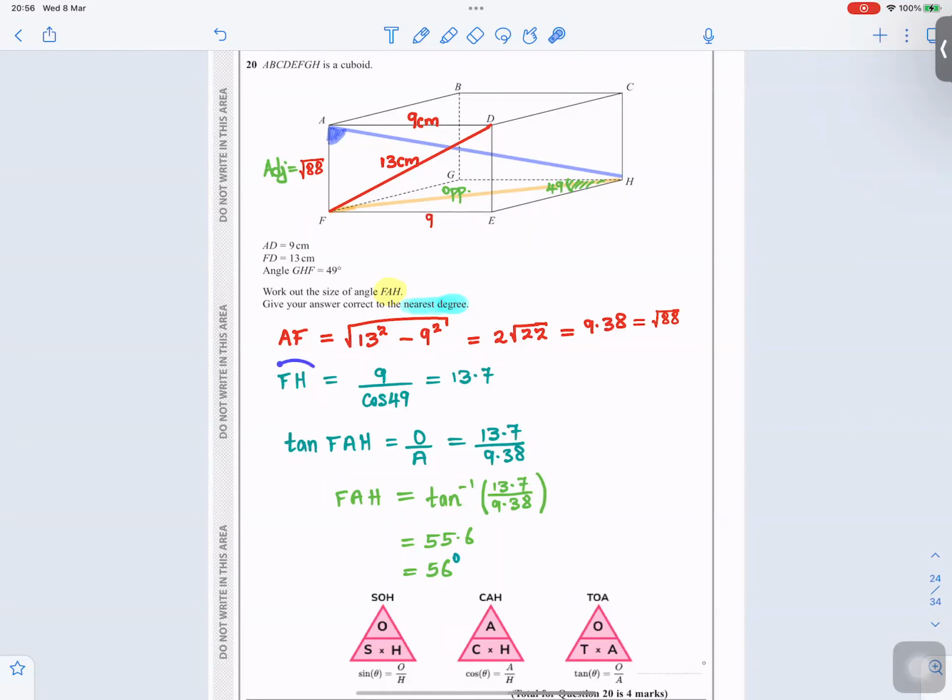And we're going to use trigonometry to find FH. So FH is this diagonal line across, down at the bottom there, FH. And we know one side is 9, and we know an angle is 49. So we use FH is 9 divided by cos 49, which will give you 13.7. And tangent of FAH is opposite over adjacent. The opposite is 13.7, the adjacent is 9.38. And inverse tangent of that gives you 56 degrees.